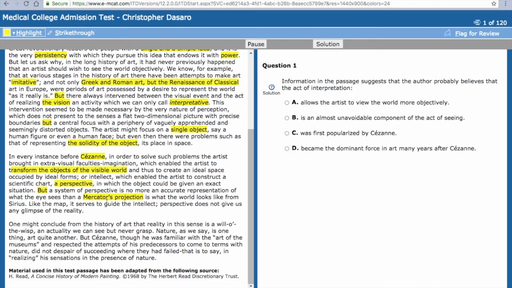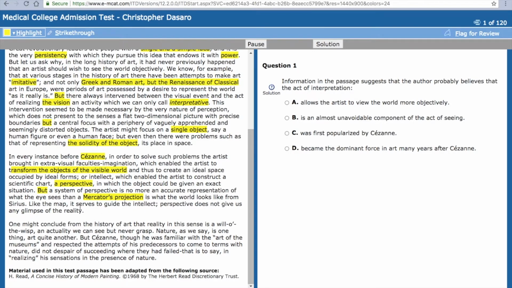Okay, what purpose does that serve? A perspective in which the objects could be given an exact situation. Okay, I think the author is getting that there's a perspective that the artist is trying to give. However, perspective, much like a map, doesn't necessarily mean that is exactly what it looks like. It's just how you can best represent it in a 2D world. But I'll move on.